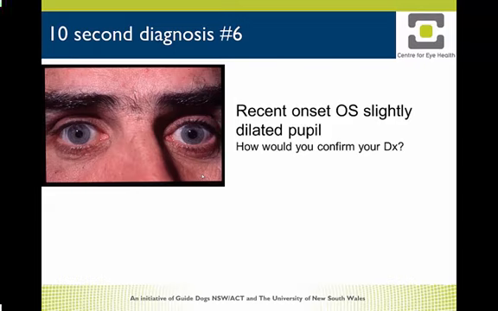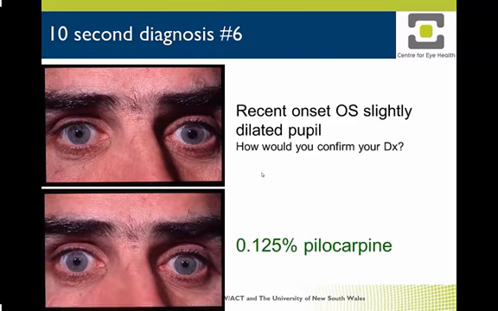And we use that clinically because there's no change here. There should be more receptors here. So when you use very low concentrations of pilocarpine, at a concentration where the right eye would not be affected, this pupil constricts. And this confirms that the patient has Adie's pupil.